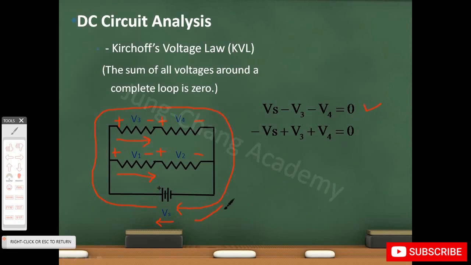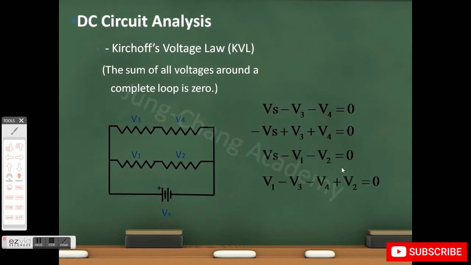Notice that if we go in the opposite direction of the same loop, we will have minus Vs plus V4 plus V3 equals to 0. And these two equations are just the same, because if you multiply this one by minus 1, you will just get that one. Now try to apply Kirchhoff voltage law to the two inner loops and see if you can get these two equations. So this loop and this loop.